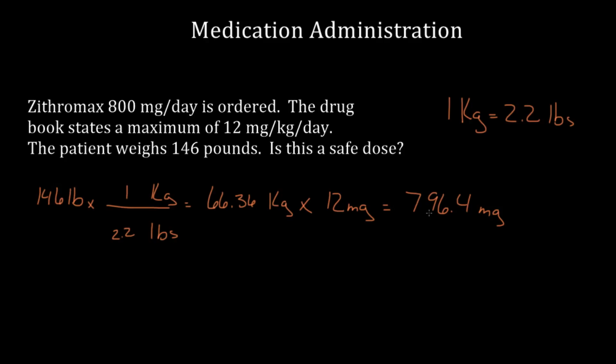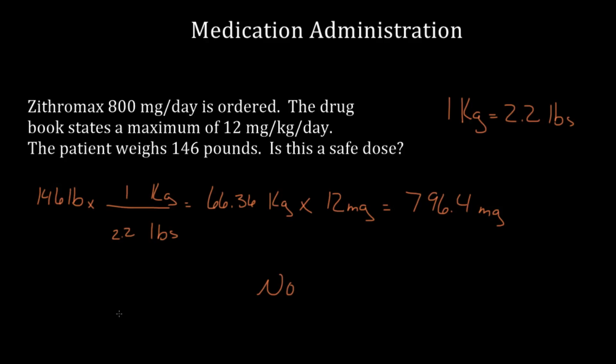This 796.4 is the maximum dosage. Zithromax has been ordered at 800 milligrams per day, which means what has been ordered exceeds the maximum dosage per day. So no, this is not a safe dose.